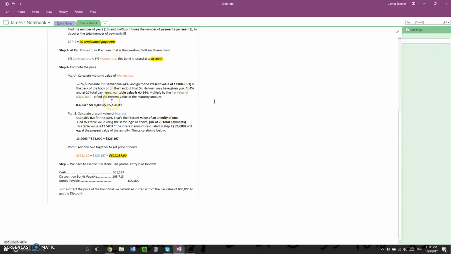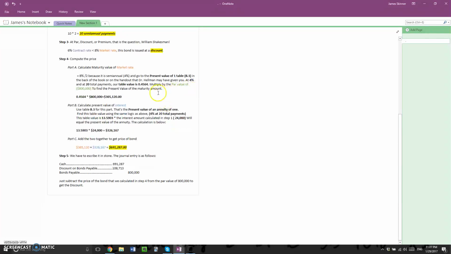Okay, now on to step 3. We have to determine at par, discount, or premium. That is the question, William Shakespeare. Okay, so we know from the problem that we have a 6% contract rate and we have an 8% market rate. That is going to mean that our bond is issued at a discount.